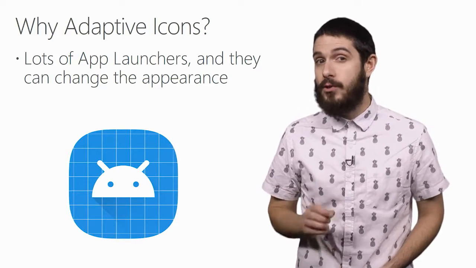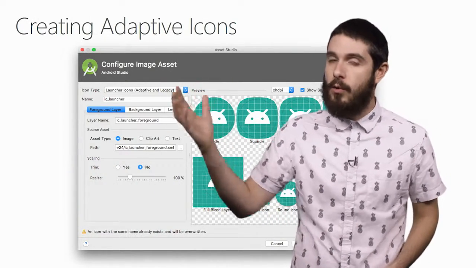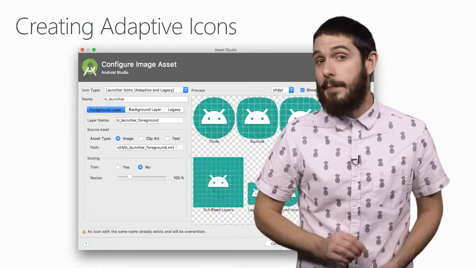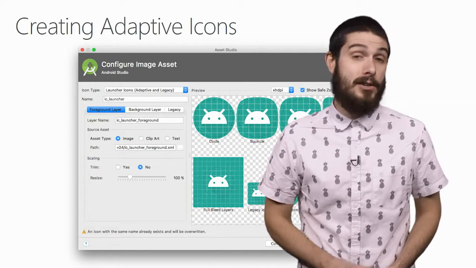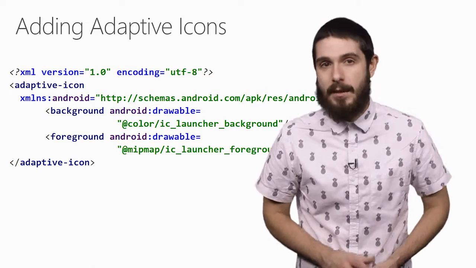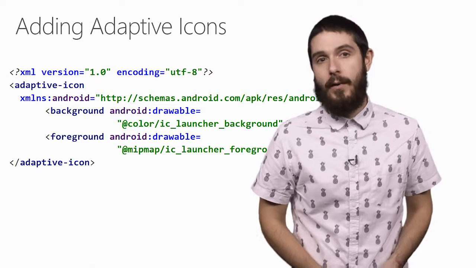And what's great is that there's simple tooling built into Android Studio where you give it an image, it'll give you all the adaptive icon scaffolding that you need. And in fact, the adaptive icon can sit side by side with your existing icon. All you have to do is create a new adaptive icon XML. You give it a background and a foreground. Android O takes care of the rest.